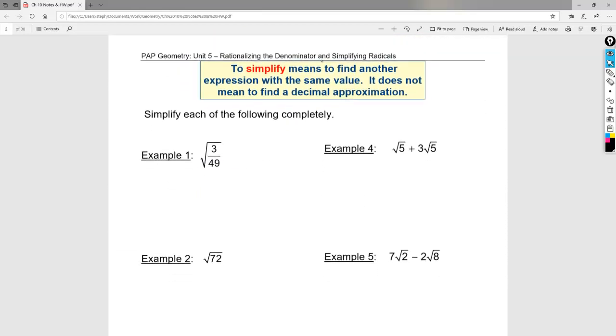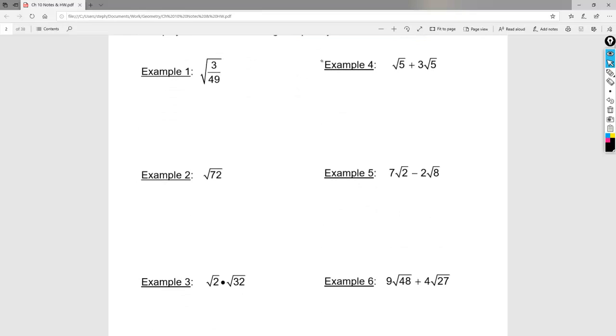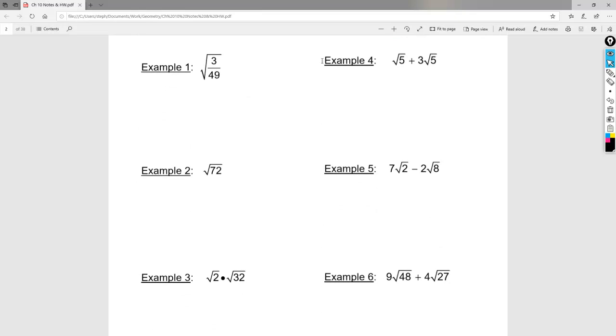Simplifying just means that I'm going to find another way to write what I'm given. So I'm not going to evaluate. In other words, in my first example, I'm not being asked to evaluate the square root of 3 over 49. I'm asking to rewrite this expression in another way, which we will call simplified.